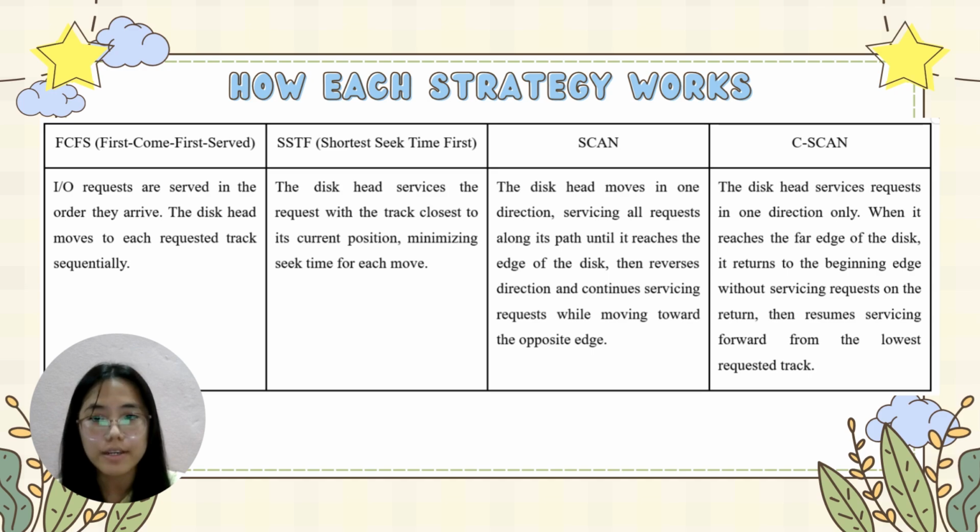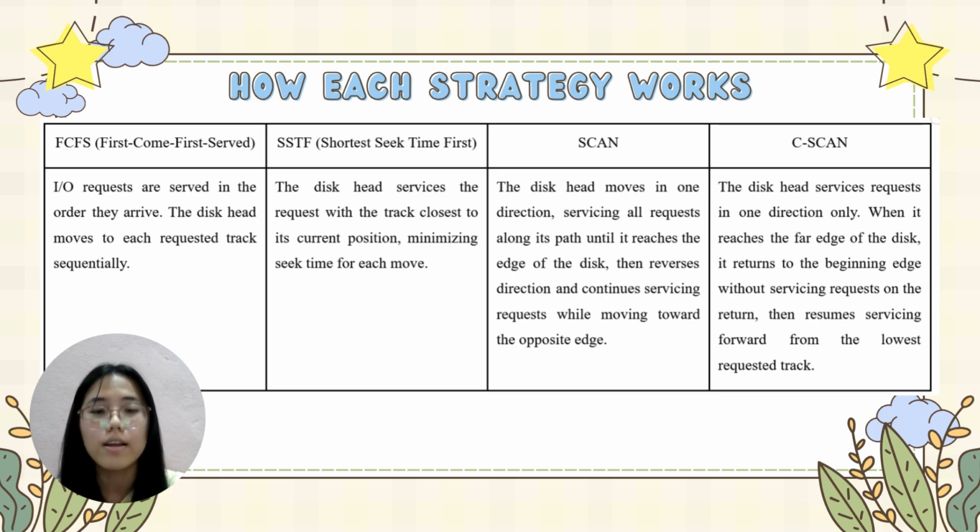For first come first serve, requests are served in the order they arrive. The disk head moves to each requested track sequentially. For shortest seek time first, the disk head services the request with the track closest to its current position. For SCAN, the disk head moves in one direction servicing all requests along its path until it reaches the edge of the disk, then reverses direction and continues servicing requests while moving toward the opposite edge.